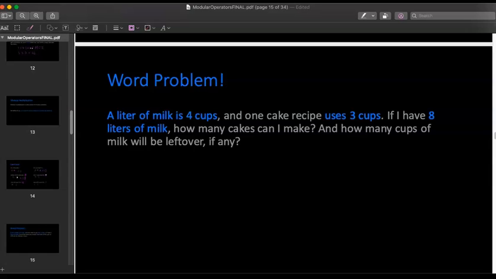So I did 8 times 4 to find out how many cups of milk there are, and it's 32. And then you can do 3 times 10 to get 30, so there'll be 2 cups left over. Perfect. So we have 2 cups left over. Okay. So that answers the second half of our problem. Anyone want to try to take a shot at the first part of the problem? How many cakes can I make?